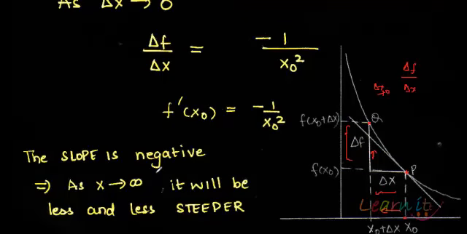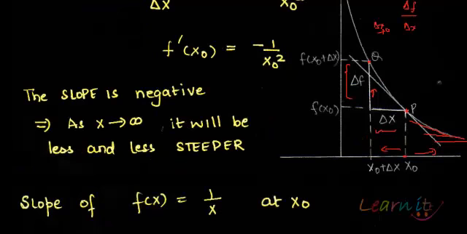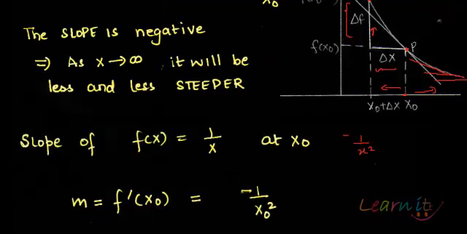That implies that as we keep on increasing x, as x tends to infinity, the slope will become less and less steep as we move on this side. It will almost turn flat. So the slope at x naught is minus 1 upon x naught squared. In general, for any x, it will be minus 1 upon x squared.